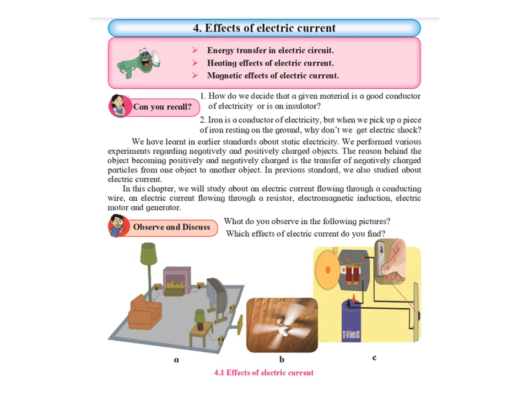Next question is, which effect of electric current do you find? In the first one, it is an example of heating effect of electric current. We can see TV, lamp, and electric fireplace. So it is a heating effect of electric current. The second one is a rotating fan and the third one is an electric bell. Both of these are showing the magnetic effect of electric current. In this chapter, we will be learning about all these things in detail.